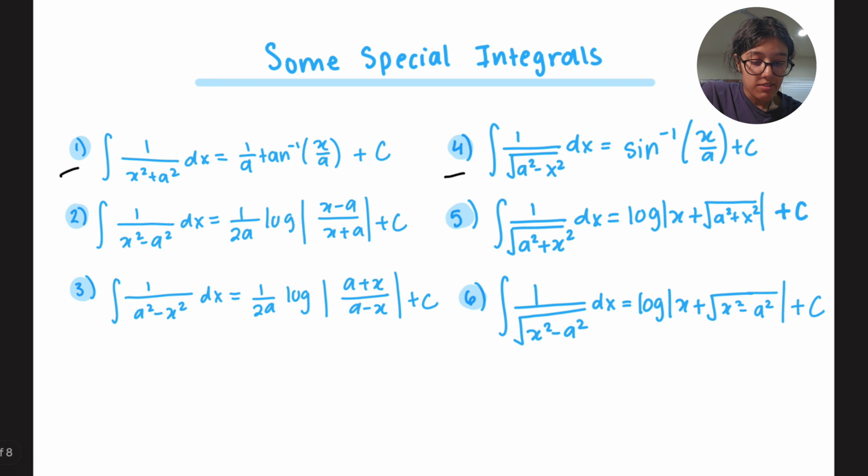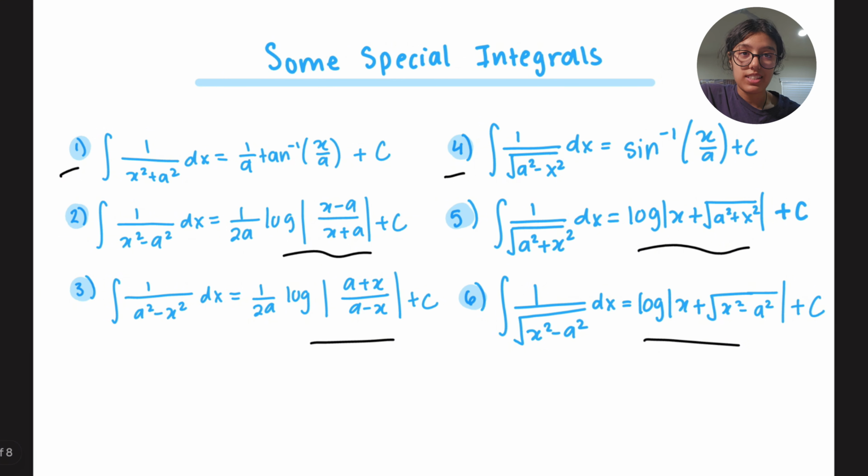So we have the integral of 1 over x squared minus a squared is equal to 1 over 2a log of something. We have a log over here, log here, log here. 2, 5, 3, 6. They're all something to do with logs. And we're going to test our knowledge in the upcoming examples right now.